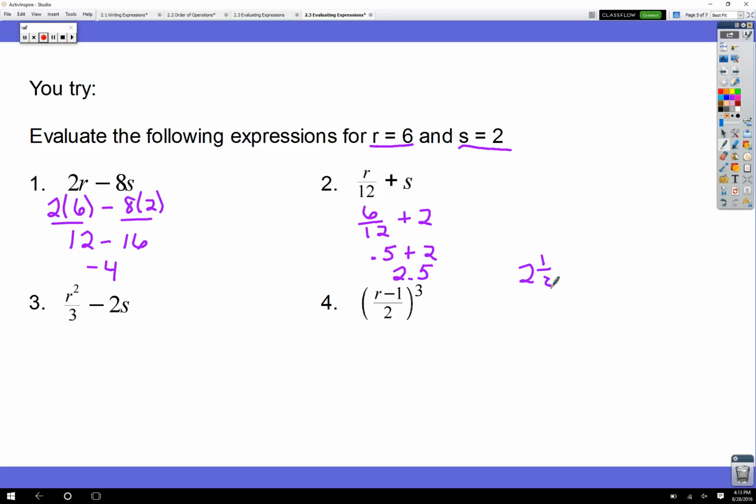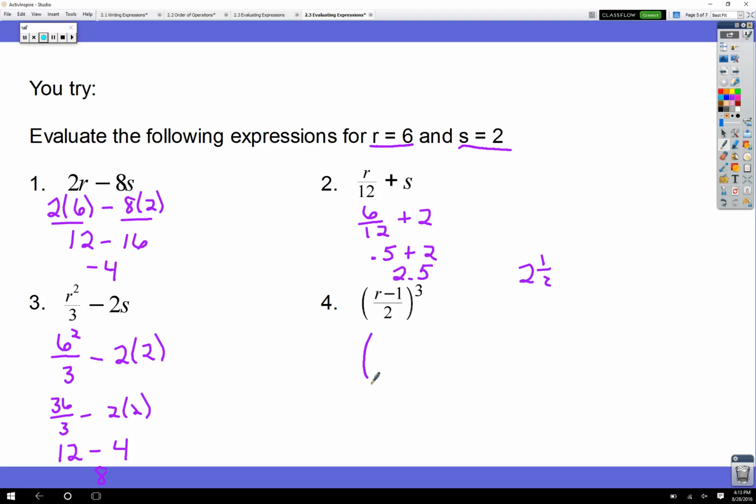Like that. Okay, number 3, we have 6 squared divided by 3 minus 2 times 2. 6 times 6 is 36. 36 divided by 3 minus 2 times 2. 36 divided by 3 is 12. And 2 times 2 is 4. 12 minus 4 is 8.